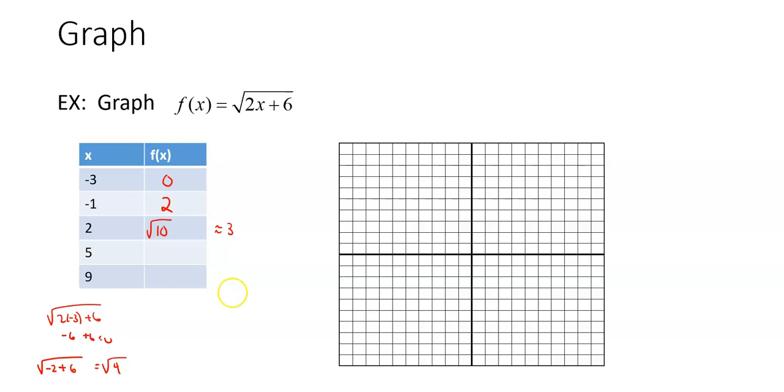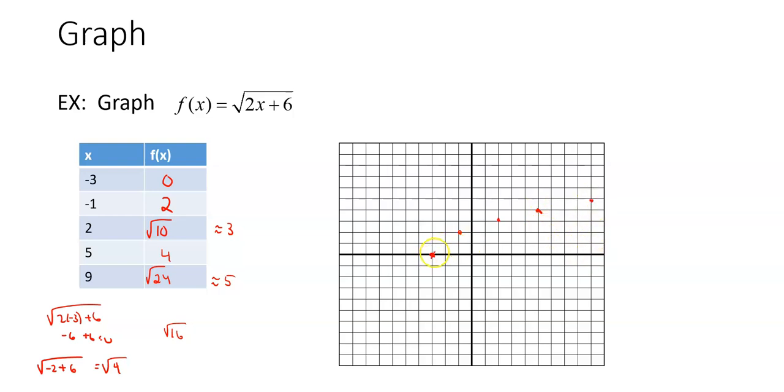For 5, 2 times 5 is 10 plus 6 is 16. Square root of 16 is 4. And if I put a 9 in, 2 times 9 is 18. 18 plus 6 is 24. So yes, technically I get the square root of 24, but the square root of 24 is real close to 5. All right, let's plot some points. -3, 0. Here's -3, 0. -1, 2. 2 just above 3. 5 and 4. And then the last one will be 9 and just under 5.